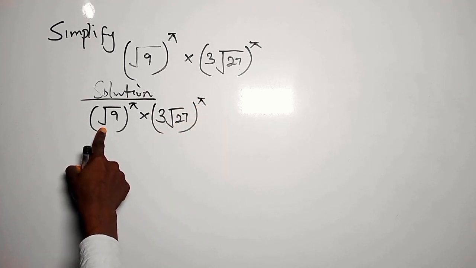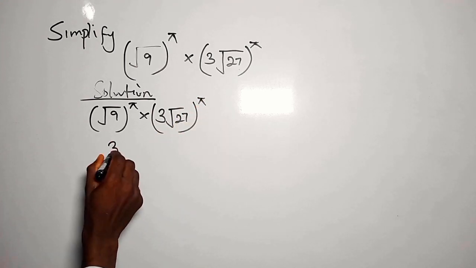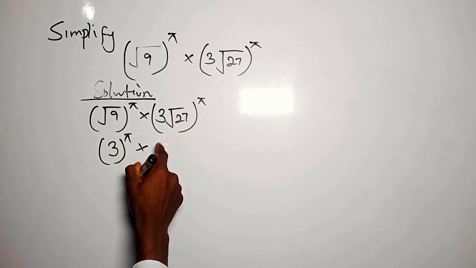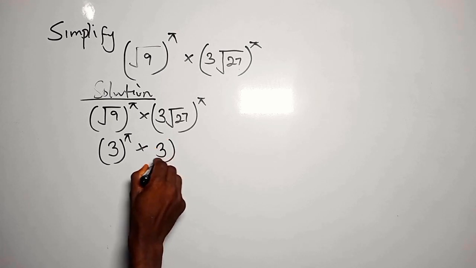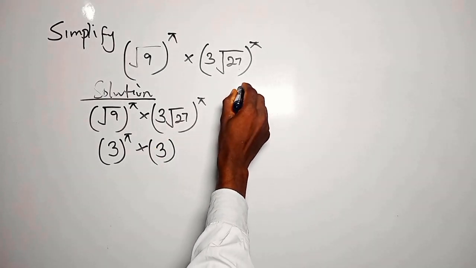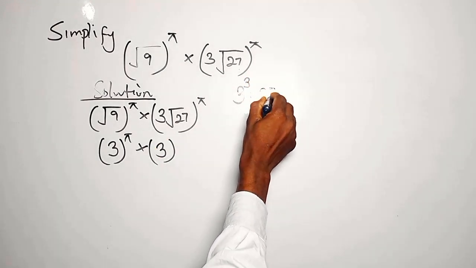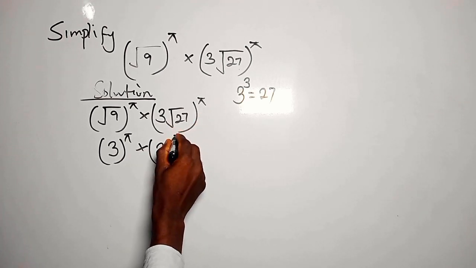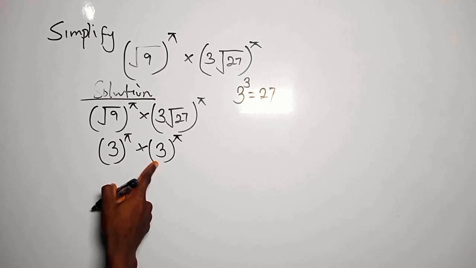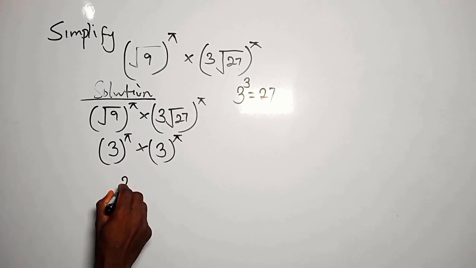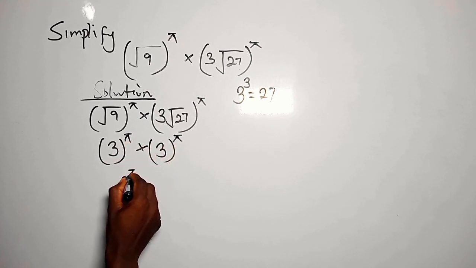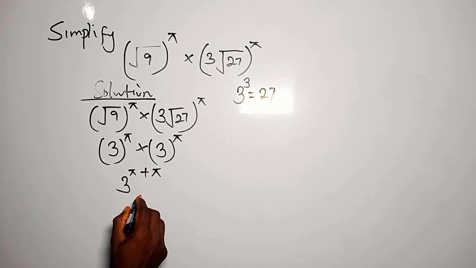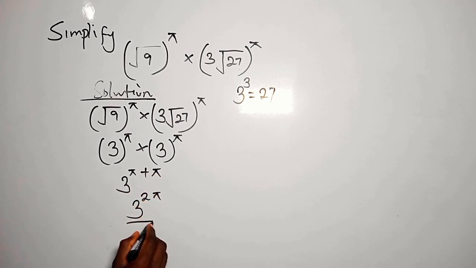For the square root of 9, we have this to be 3, raised to power π, times, for the cube root of 27, we have this to be 3. Why? Because 3 raised to power 3 is 27. So the cube root of 27 is 3, raised to power π. Here we have the same base, multiplying the same base, we pick out one, we add the power, so we have π plus π, so we have 3 raised to power 2π.